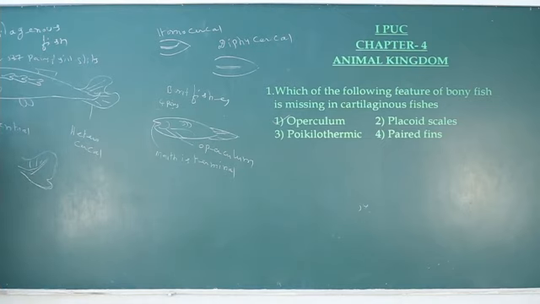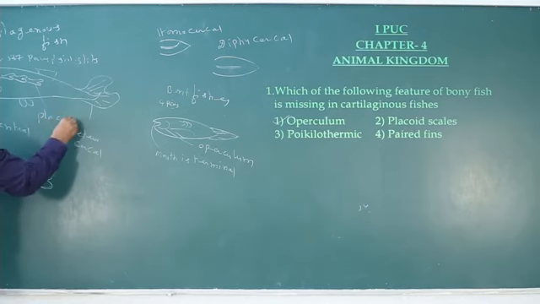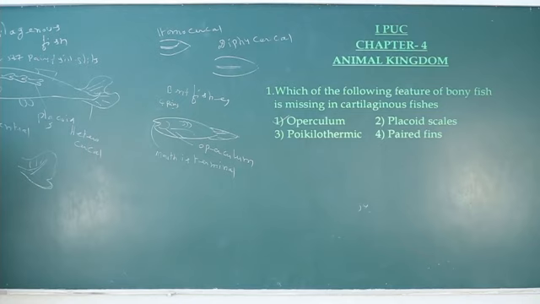Next point, body is covered by placoid scales in cartilaginous fishes. Placoid scale contains base and spine. Base is embedded in the skin, only spine is visible.